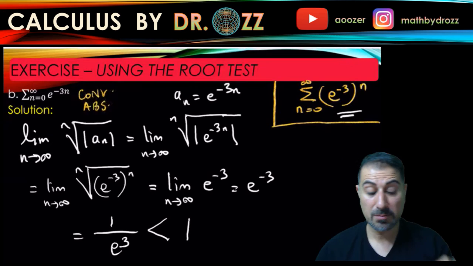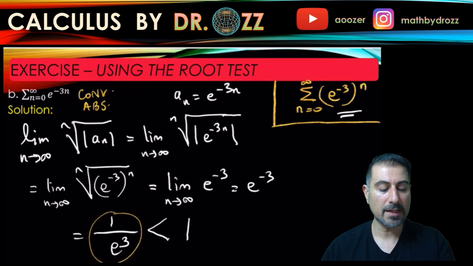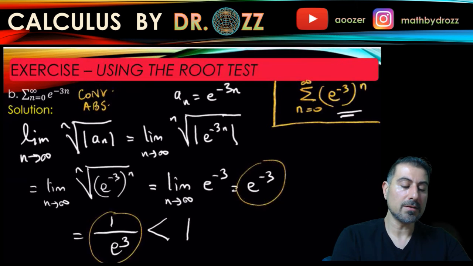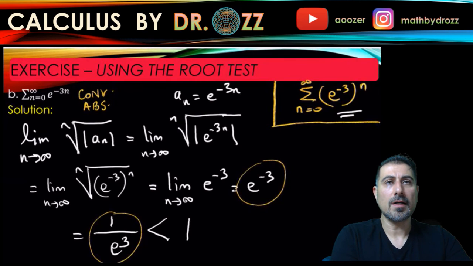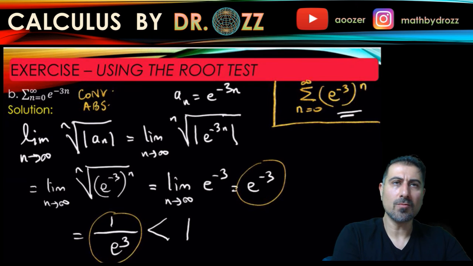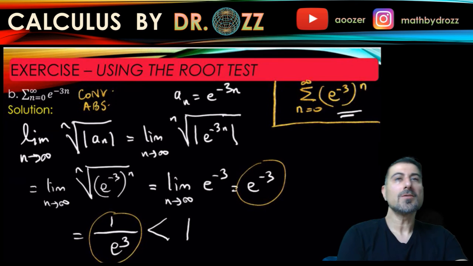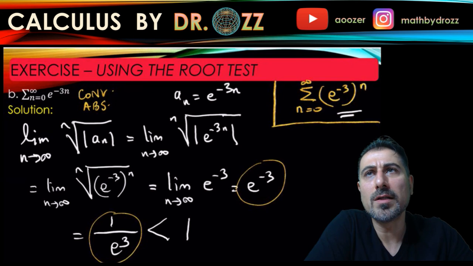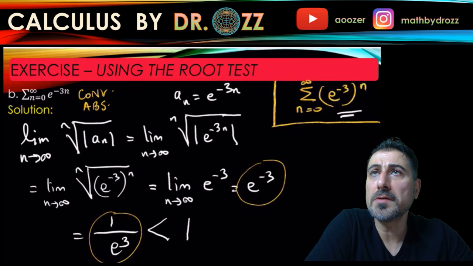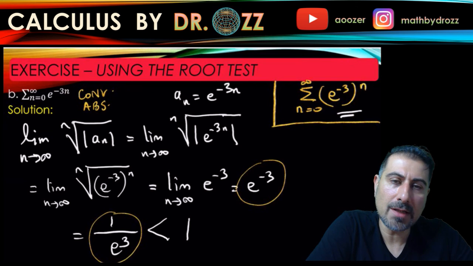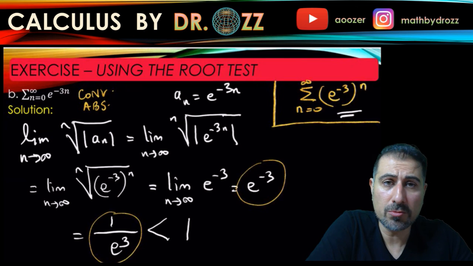absolutely. And for the same reason, since this number, e to the minus 3, is strictly less than 1, if you think of this in the context of geometric series, the ratio is 1 over e cubed, which is less than 1, and a geometric series converges whenever the ratio is less than 1. So you can use, again, both tests for this type of problem, the geometric series test or the root test. Okay.